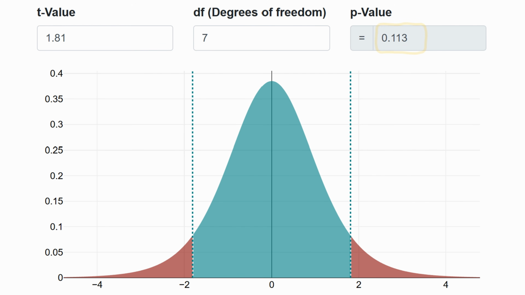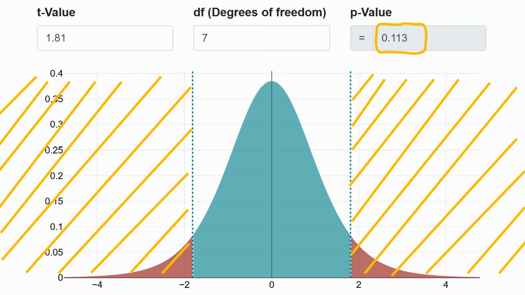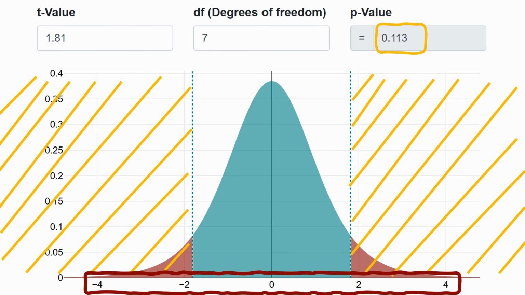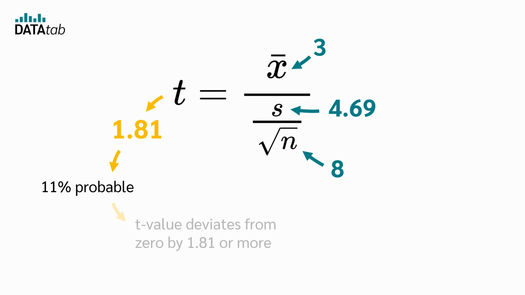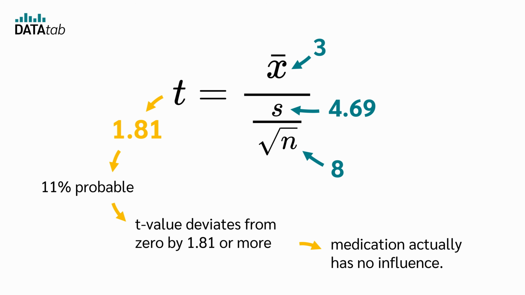In our case, we have a p-value of 0.11. That means there is an 11% chance of getting a sample with a difference of 3 or more from 0 if the medication actually has no effect. More precisely, what we see on the x-axis here isn't the mean difference, but the t-value. In other words, there is an 11% chance of getting a t-value that deviates from 0 by 1.81 or more if the medication actually has no effect.